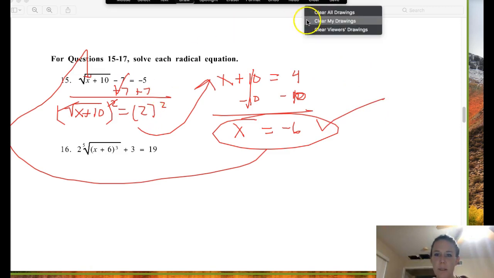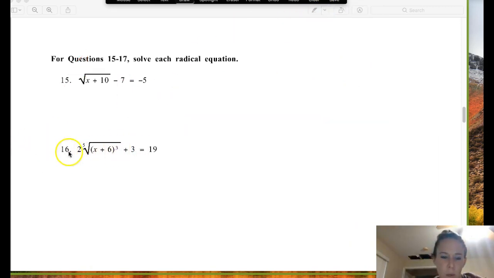Let's go on to 16. Okay, when we're solving problems like this, once again, isolate the root. It is a 5th root. Isolate it first before you do anything else. So let's get rid of the 3 on both sides.